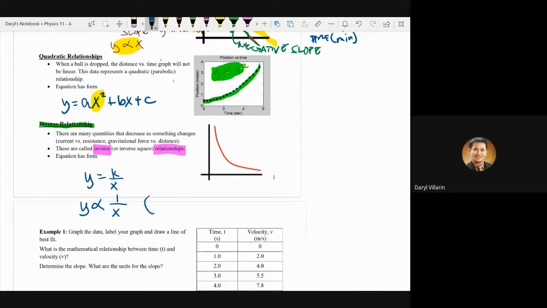So again, this particular relation tells you that as x increases, y decreases. So if you increase the x value, the y value decreases. In that particular case, that would be an inverse relationship. So any questions about the three?